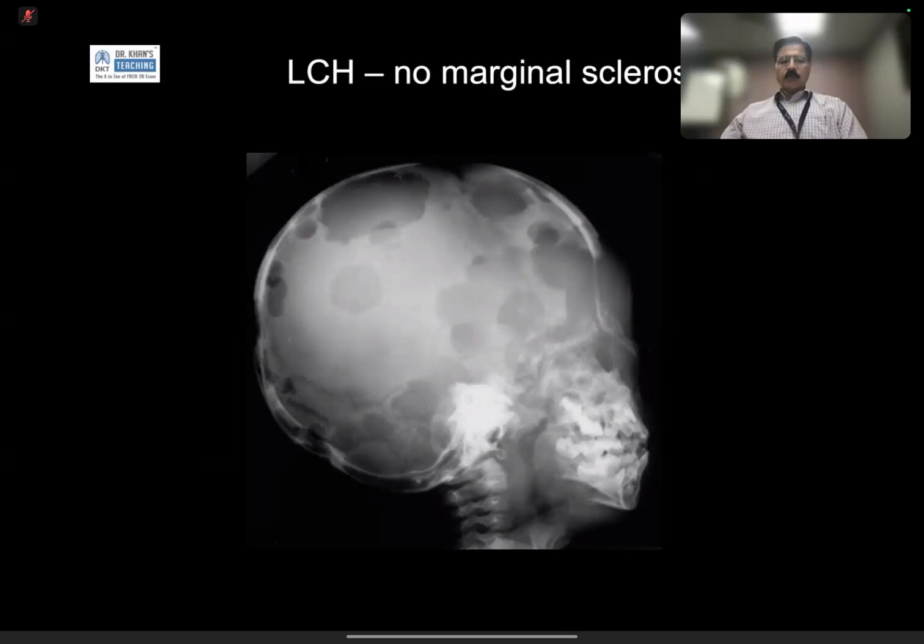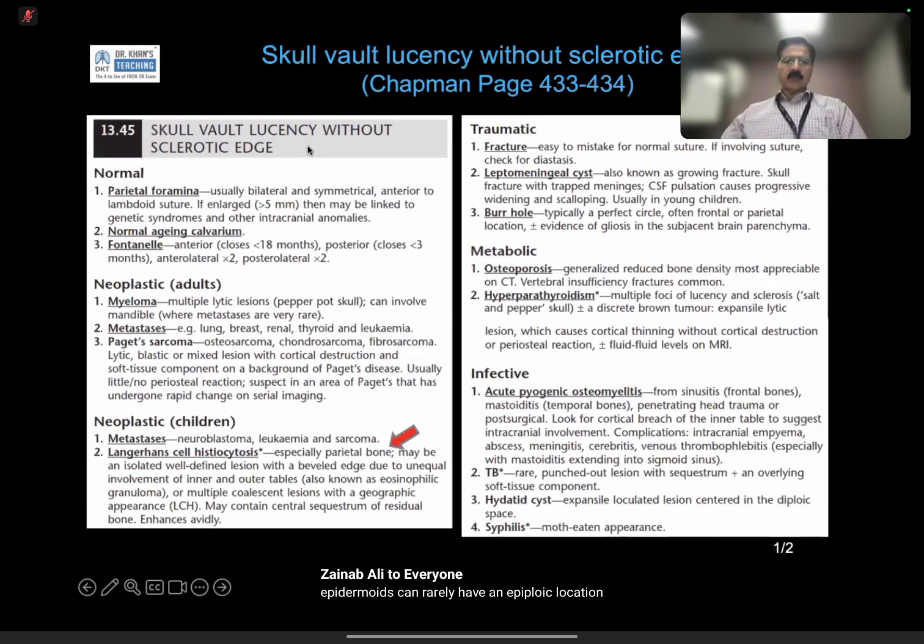And just to make a point that this is Langerhans cell histiocytosis, and just concentrate on the marginal sclerosis, and you will agree that there is no marginal sclerosis. Of course, this patient has got so many of them. I'm not teaching you more lesions here, but just to make a point that lesions without sclerotic edge will be slightly more aggressive.